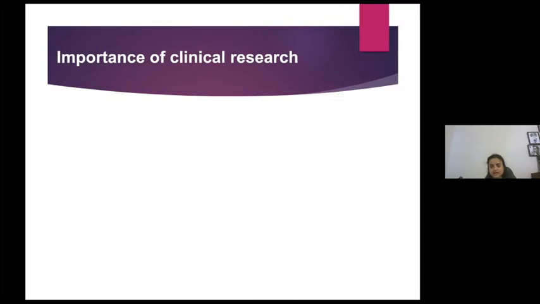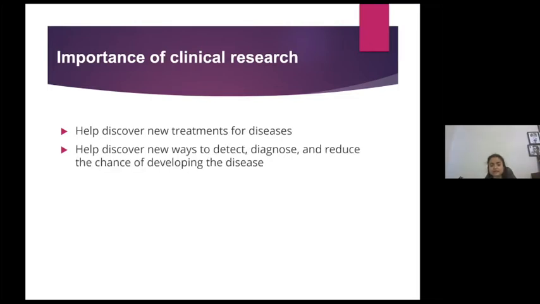Now, why is it important to do clinical research? It helps us discover new treatments for diseases, new ways of detection and diagnosis, and reduce the chances of developing disease. For instance, cervical cancer screening is a classic example of reducing the chance of developing a disease.